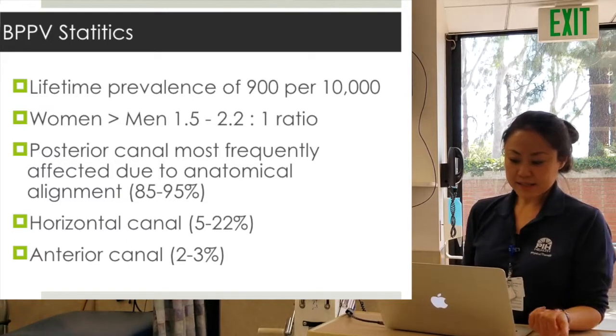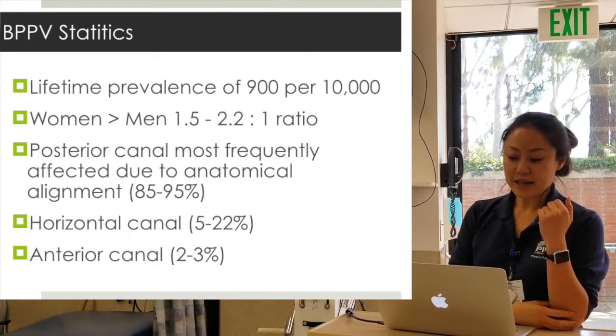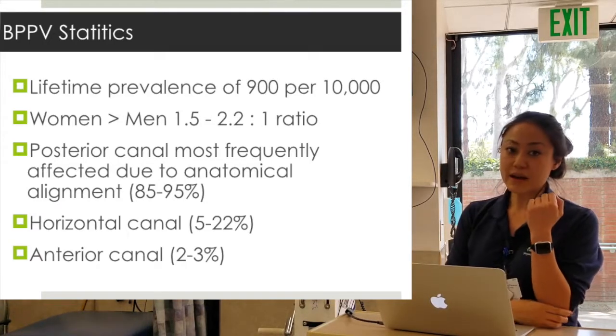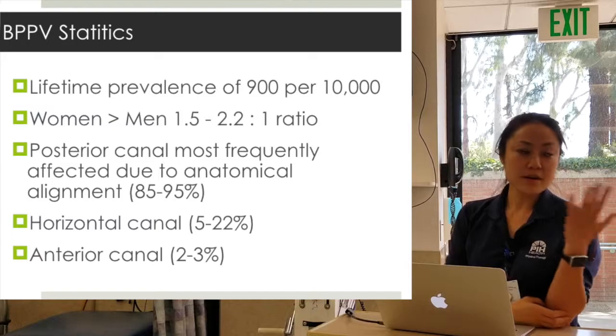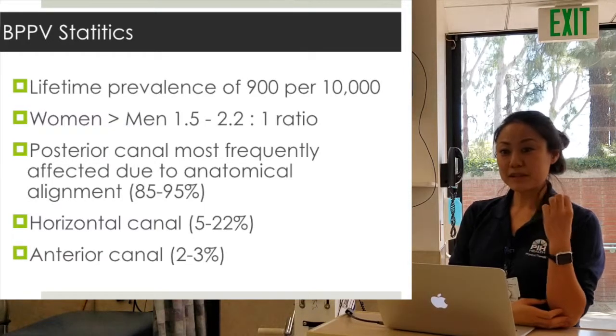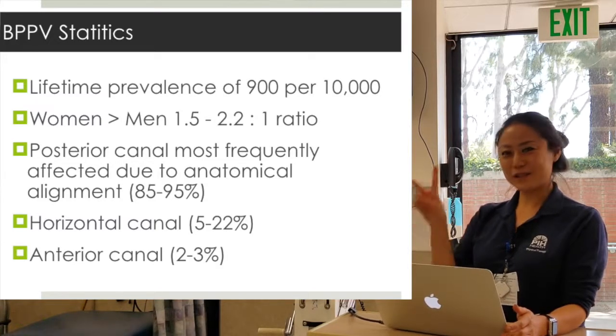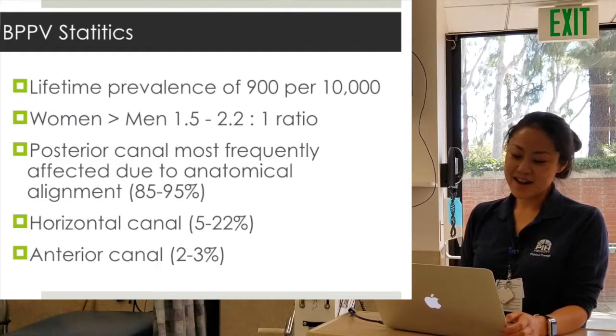Okay, so just some statistics. There's a lifetime prevalence of 900 per 10,000 people. So that's about 9% of the population. So 2 or 3 of us in here at some point will experience BPPV. Tony's one of them. So 2 more people need to volunteer.